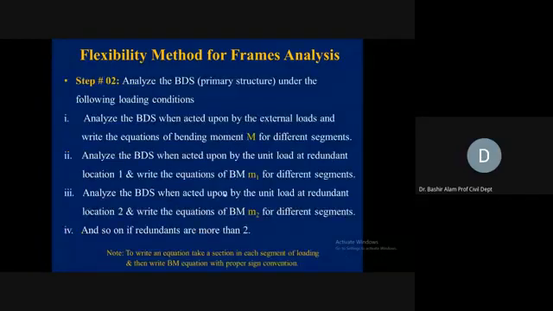Step number 2, now analyze the basic determinate or primary structure under the following loadings. First, we analyze the basic determinate structure when acted upon by the external loads and write the equations of bending moment, capital M, for different segments. Remember, we don't have anything new here.